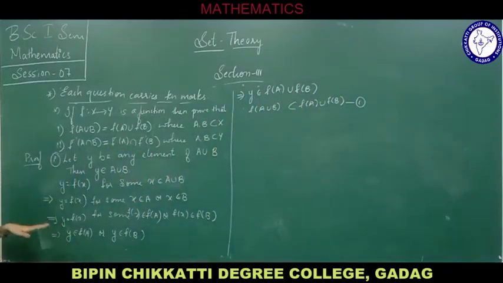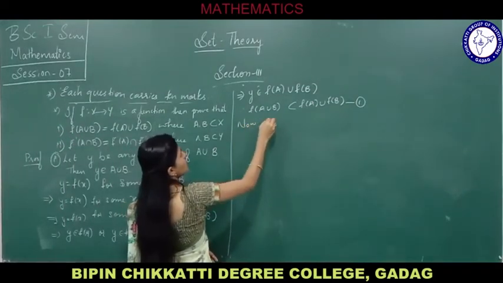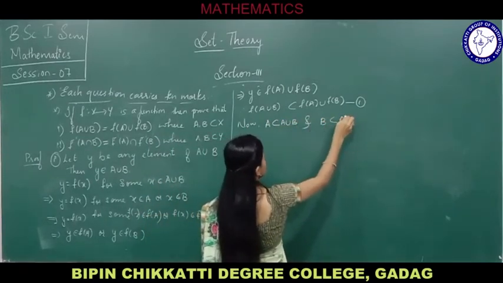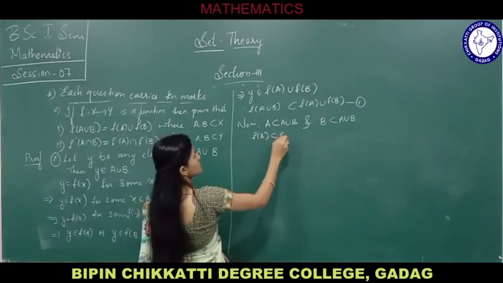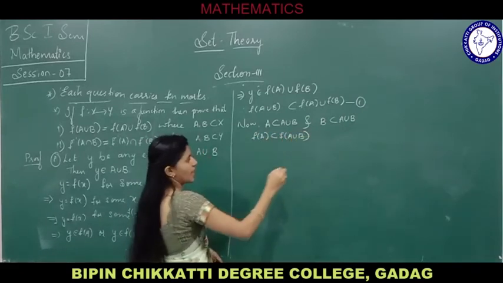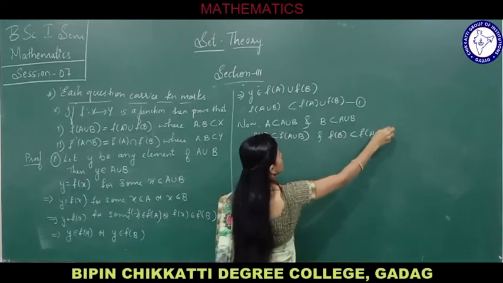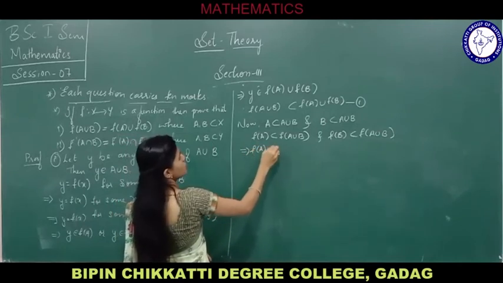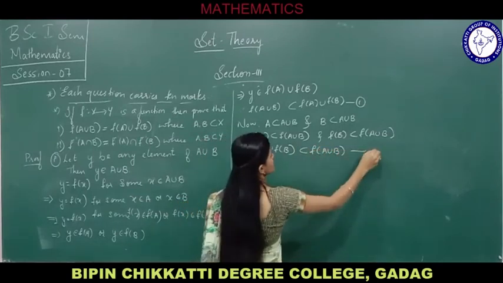What we said? We considered y belongs to A union B. Now, obviously A is a subset of A union B, and also B is a subset of A union B. If so, f of A is a subset of f of A union B, and f of B is a subset of f of A union B. So f of A union f of B is a subset of f of A union B. Consider this as equation 2.